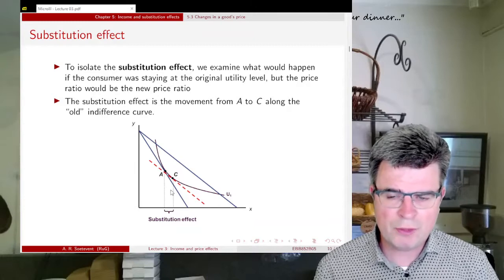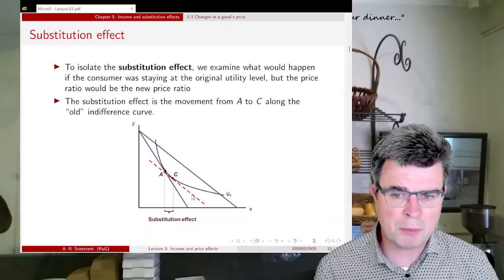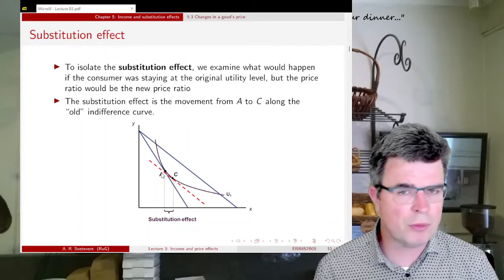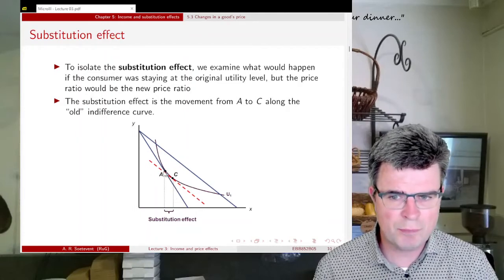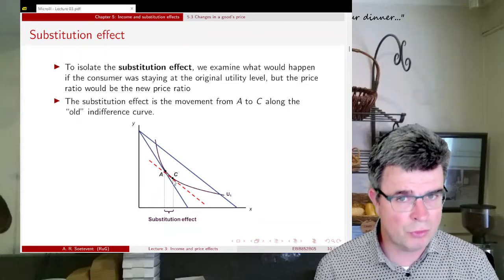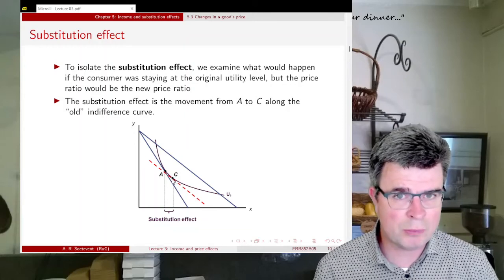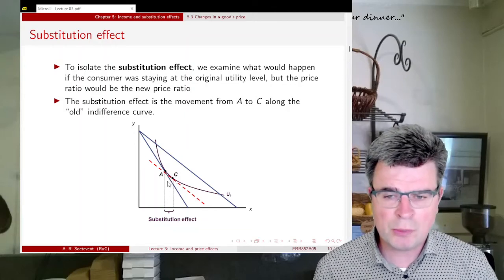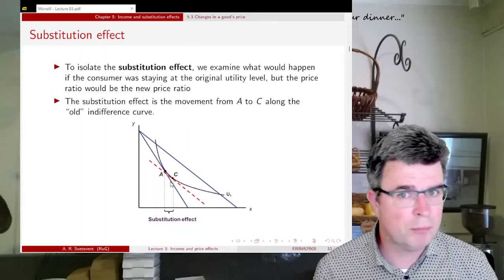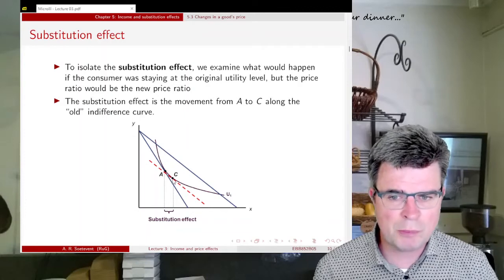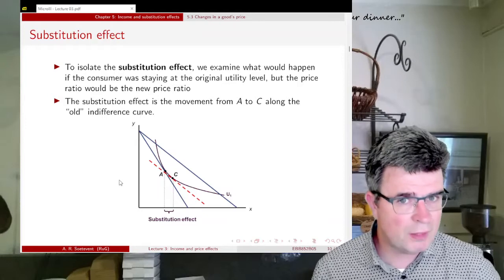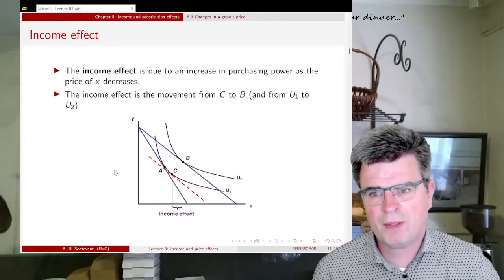We can see that good X has become relatively cheaper. So we have substituted away from the good that has become relatively more expensive. If you compare points A and C, you will see that you have fewer units of good Y in consumption bundle C, and we substituted towards the good that has become relatively cheaper, good X. So in the new consumption bundle, we have more units of X than in the old one. This is the substitution effect.